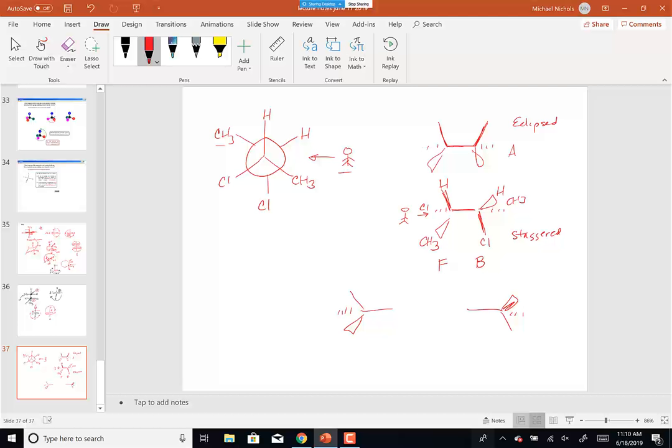Cl's number 1. Number 4, H. Of CH3 and the whole right side of the molecule, what's number 2? The whole right side of the molecule, and then CH3 is 3.